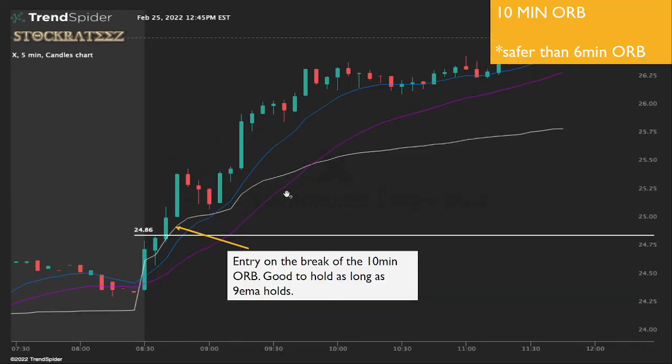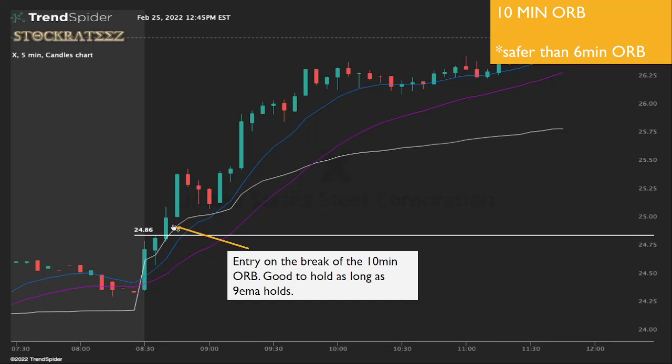Okay, here's another 10 minute orb. This was on Lotto Friday the other week on X. And this trade was a supernova trade. If you follow the strategy to a T, this went over 1,000%. So we draw a line at the top of the opening range high. We've got our candle confirmation.